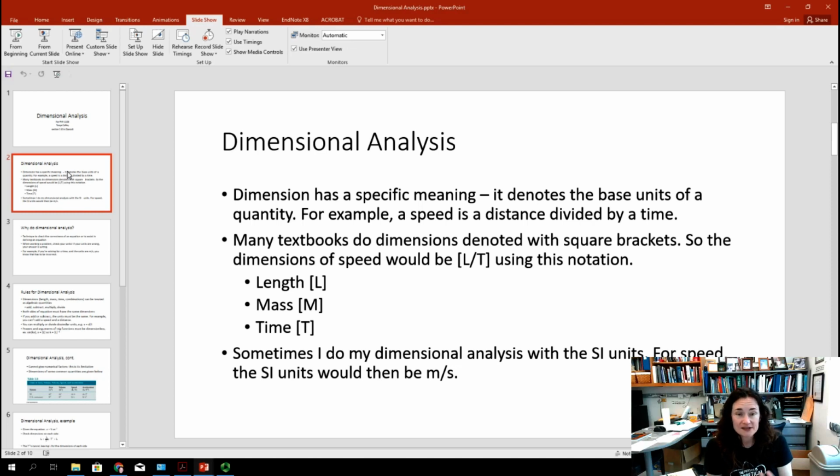Now, sometimes I do my dimensional analysis with the SI units because on a lot of problems, for example, beyond this chapter, you'll have to write down the units of your number right next to the number. You'll have to write them down, and that'll be part of the answer. And so it's good practice to start getting used to the SI units as well.